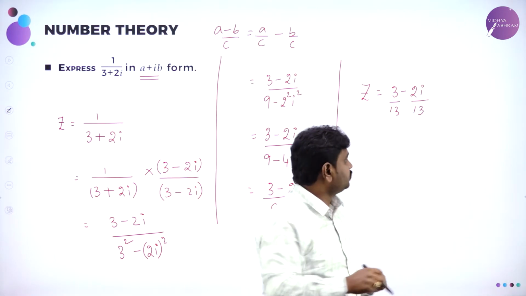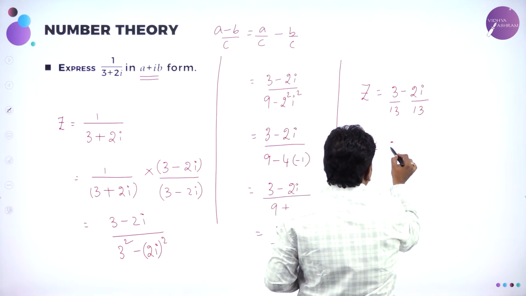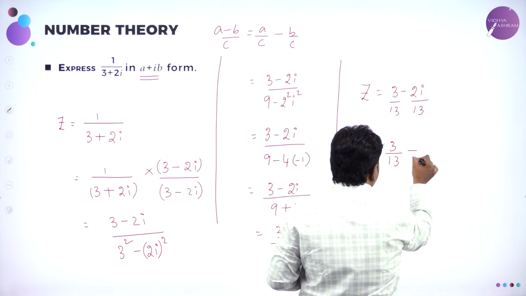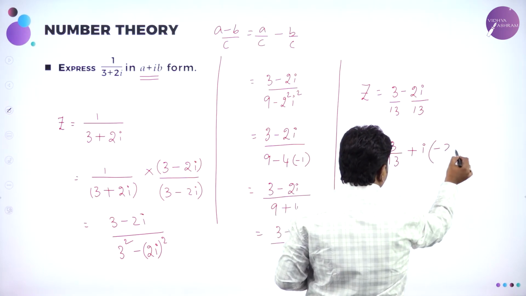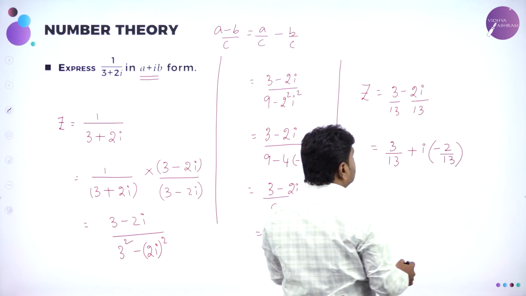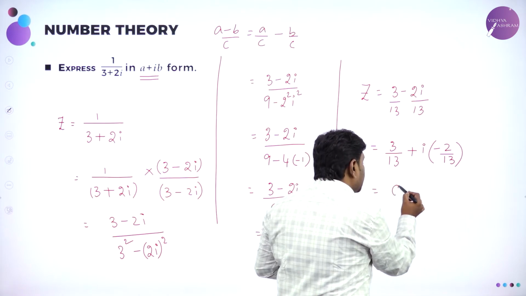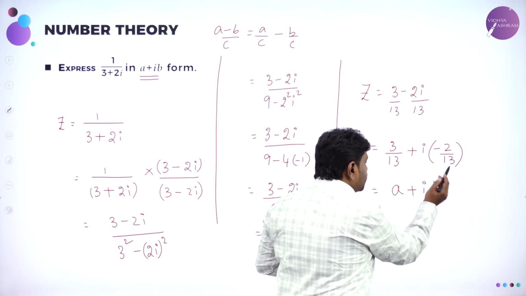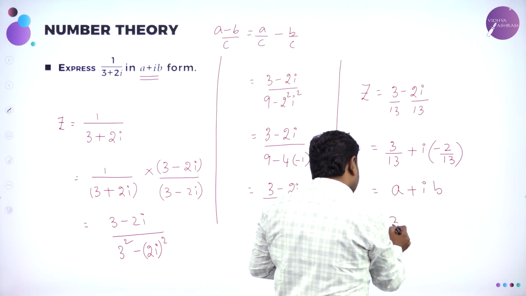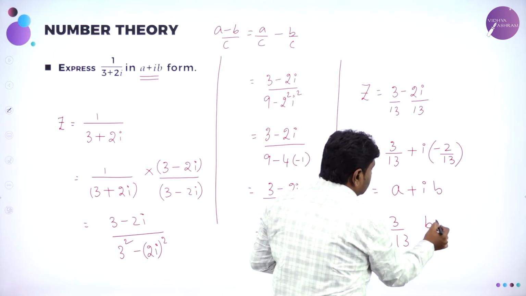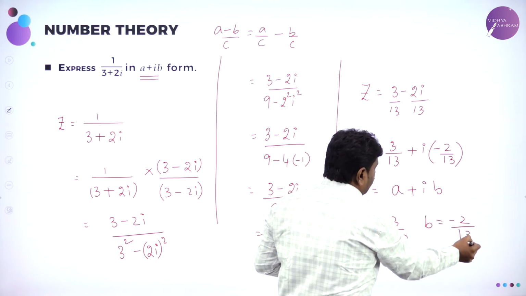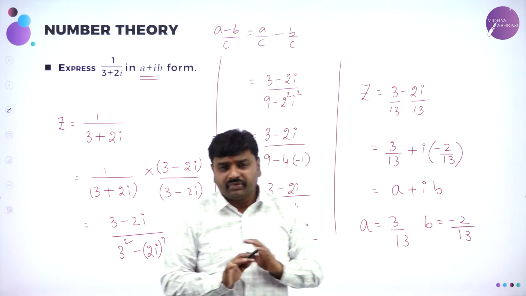Further, 3 by 13 plus i times minus 2 by 13. Can I write like this? So I am writing i outside, and plus of minus is minus. Is it in the form a plus ib? What is a? a is 3 by 13, and what is b? Minus 2 by 13. These are the kind of problems which we have not done. So now we are concluding.